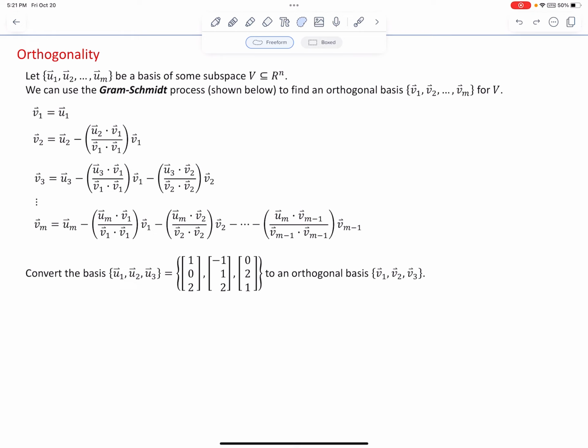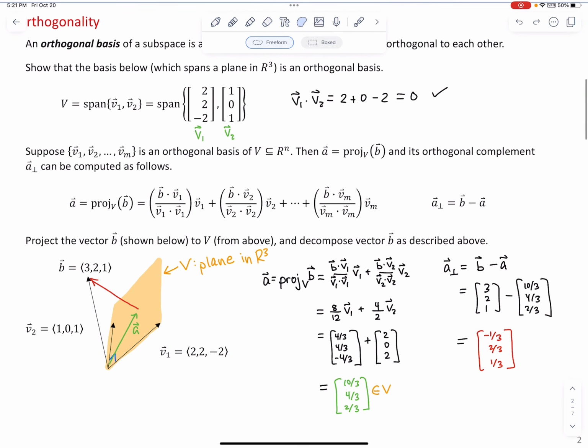Now this page is dedicated to finding an orthogonal basis if we don't have one to begin with. On the last page, we saw a formula that we can use to find a projection vector, but it required that the basis you're working with be an orthogonal basis. And if that's the case, then you can use this formula right here to find a projection vector rather easily.